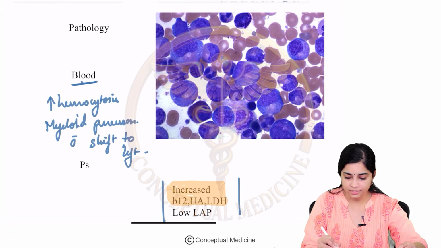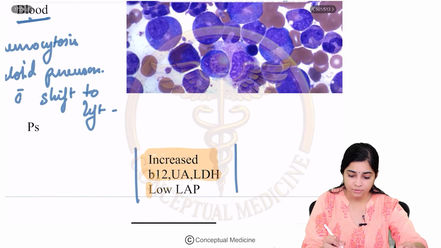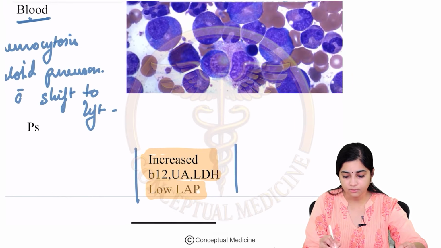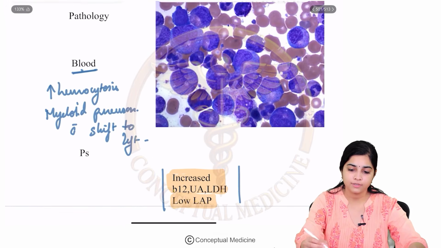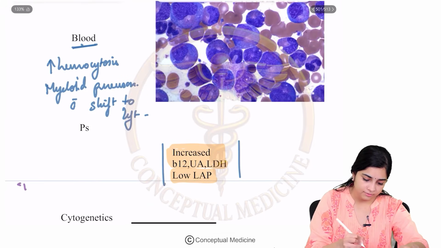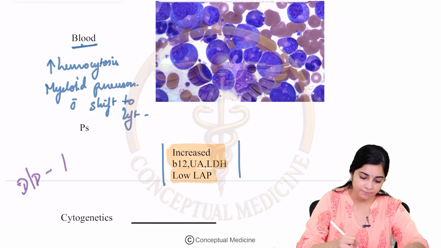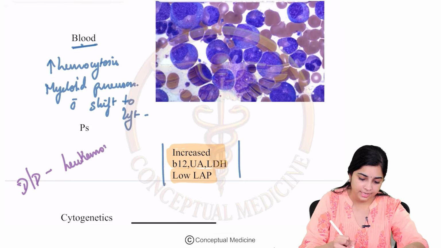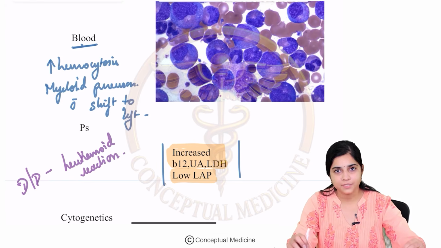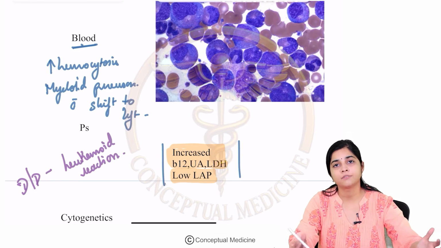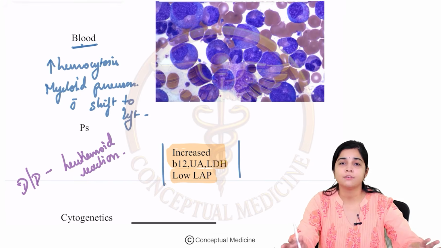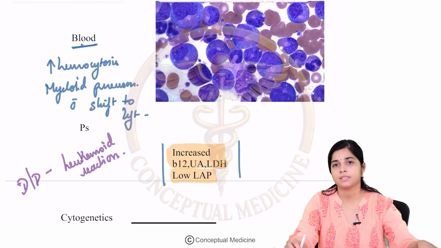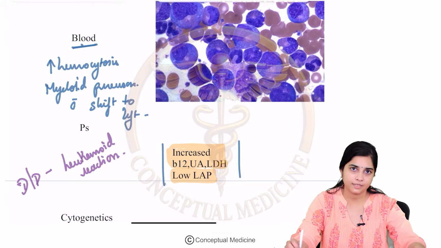B12, uric acid and LDH are increased, and very importantly, the leukocyte alkaline phosphatase score is low. Okay, so when you speak about the differential diagnosis for CML, it is usually something called a leukemoid reaction. So what is a leukemoid reaction? In conditions like sepsis, there can be a reactionary elevation of the WBC count. This can increase to a level similar to that of CML, and it can mimic CML, and this is what we call a leukemoid reaction, right?